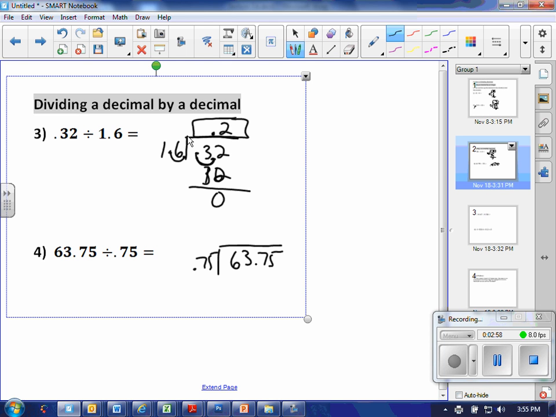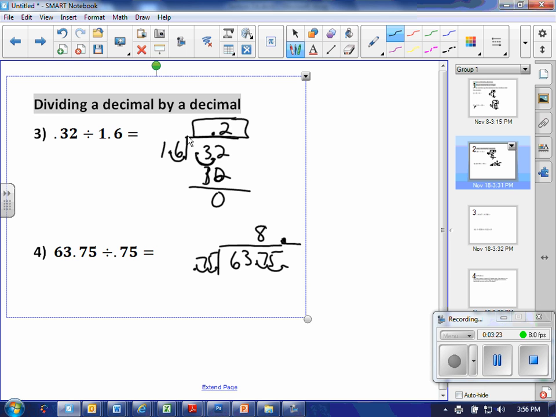0.75 is the divisor. So again, I don't have a whole number. I've got to move this to the right twice. So I can move this to the right twice, and then I can raise the roof. There's my decimal place. Now, from here, I'm treating the divisor like 75. 75 doesn't go into 6. Doesn't go into 63. It does go into 637, and it would actually go in 8 times.